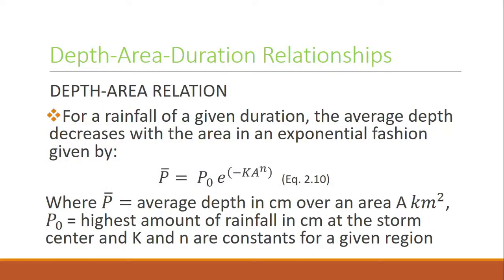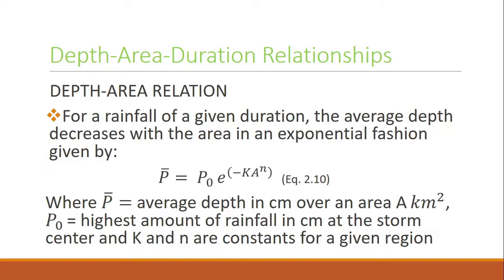Depth area relation. For a rainfall of a given duration, the average depth decreases with the area in an exponential fashion given by P bar is equal to P naught times e raised to the quantity negative K times A raised to N, where P bar is the average depth in centimeters over an area A in square kilometers, and P naught is the highest amount of rainfall in centimeters at the storm center, and K and N are constants for a given region.